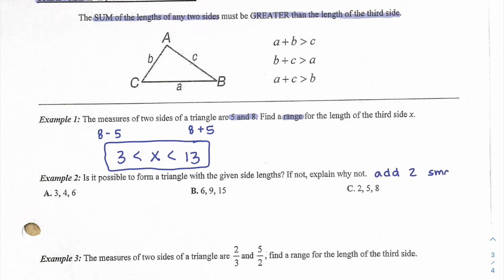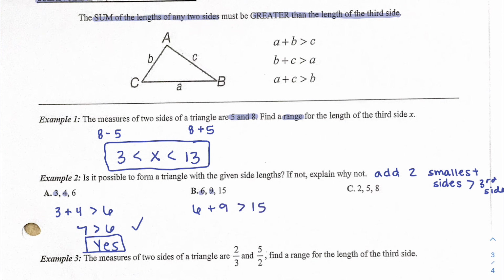Example 2, is it possible to form a triangle with the given side lengths? So how we figure this out, you're going to add the 2 smallest sides, and they have to be greater than the third side. So looking here, I have the side lengths 3, 4, and 6. My smallest are 3 and 4. So if I take 3 plus 4, it needs to be greater than 6 in order to make a triangle. Well, 3 plus 4 is 7. Is 7 greater than 6? Yeah, it is. So yes, this could make a triangle.